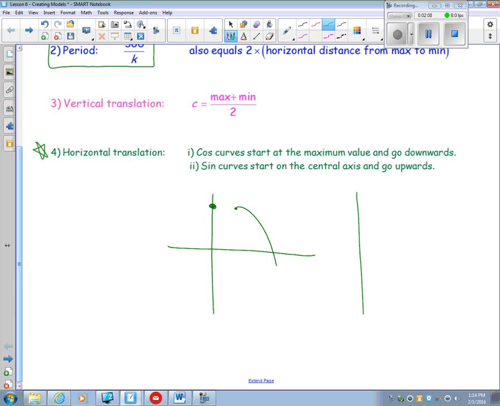A sine curve is supposed to start on the central axis and go upwards. If I notice my central axis is over here, though, and going upwards, that means I've had a phase shift. So we'll come back to those two again when we start looking at some equations. But those are probably the two trickiest parts. My preference is to make a cos curve every time because it's easy to find a maximum.